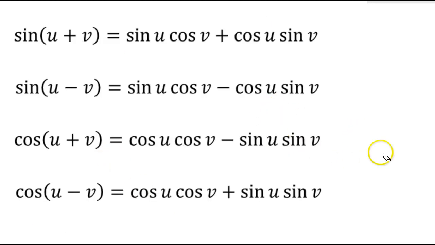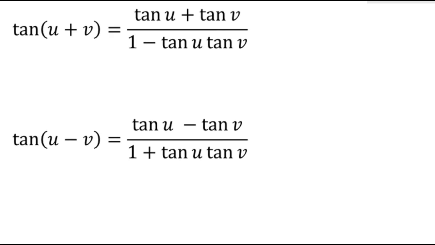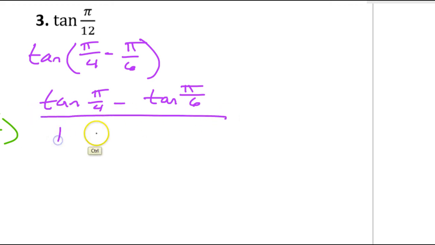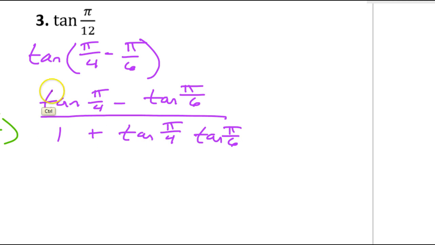Okay, where is that tangent formula? Alright, it goes tangent minus tangent over 1 plus tangent tangent. Okay, so I need to do tangent of pi over 4 minus tangent of pi over 6, and then in the denominator I will do 1 plus tangent tangent. So tangent pi over 4 tangent pi over 6.